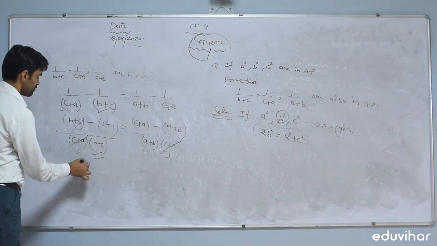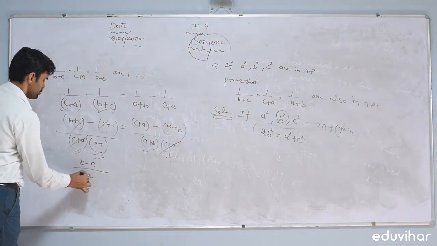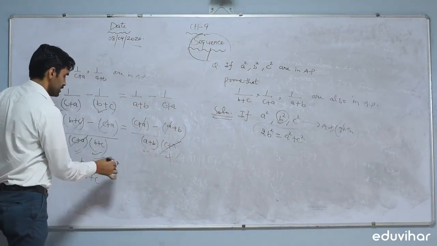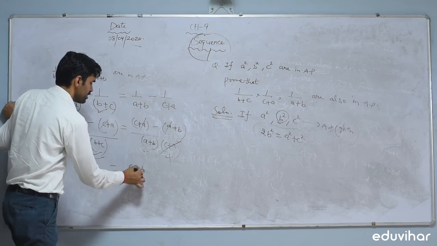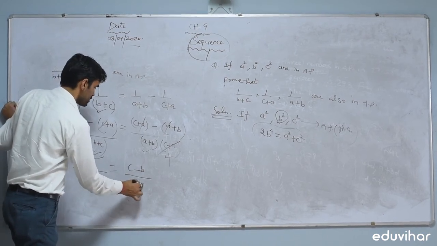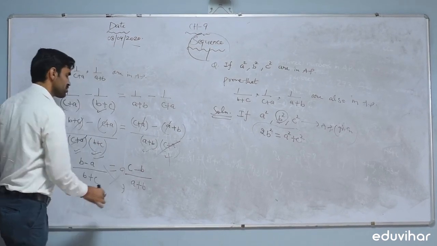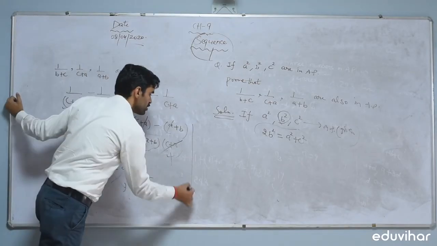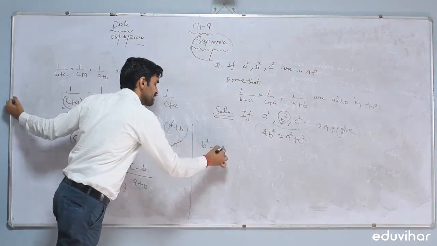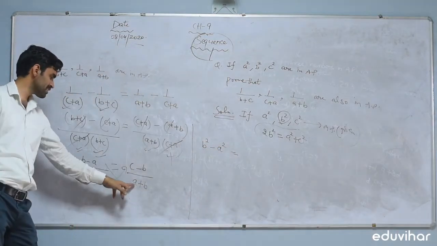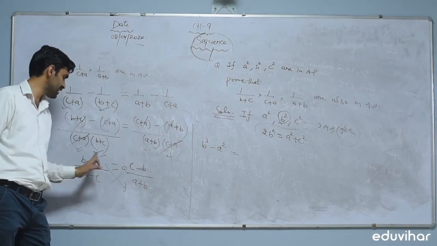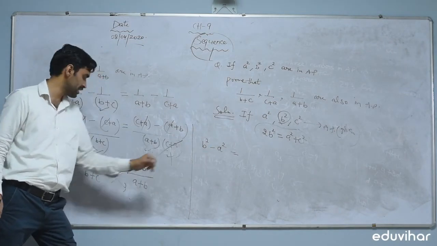after this we have b minus a upon b plus c. Here a cancels out with a, and c minus b upon a plus b, multiplying both sides. Here b plus a into b minus a is equal to b square minus a square. Multiplying these two terms, b plus a into b minus a, we get b square minus a square.